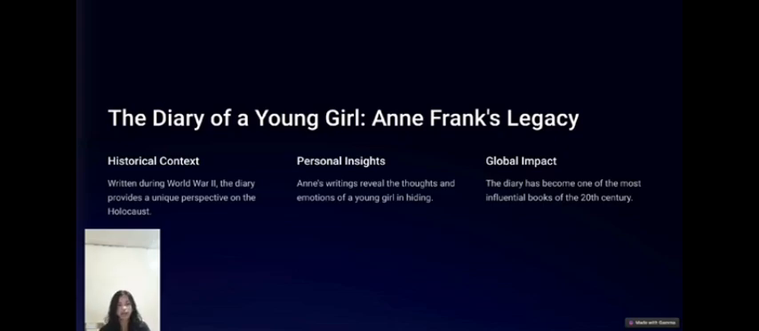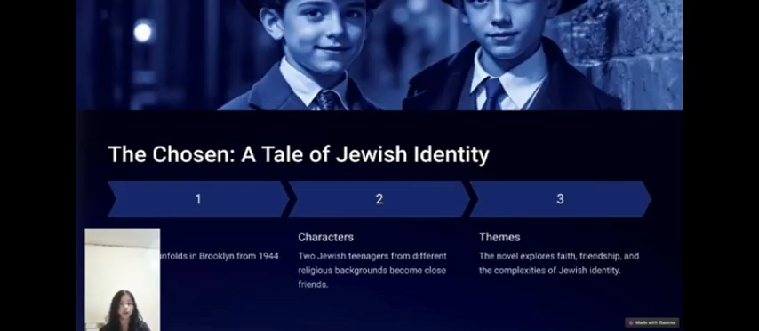So, fourth, we have The Chosen by Chaim Potok. The story unfolds in Brooklyn from 1944 to 1950. The Chosen is the story of 2 teenagers from different religious backgrounds who became close friends. The novel explores faith, friendship, and the complexities of Jewish identity.